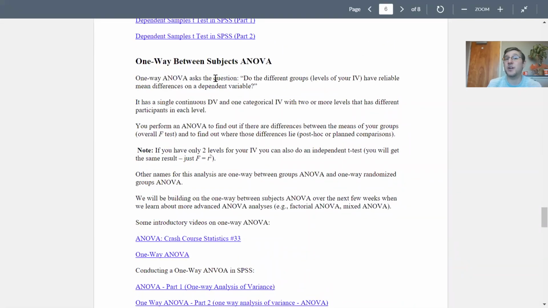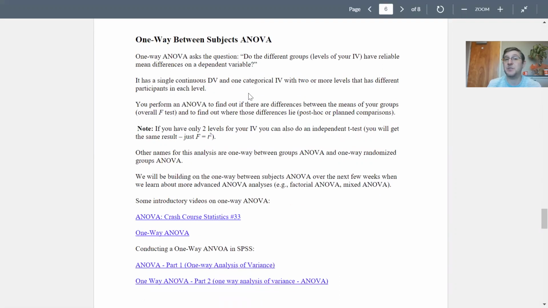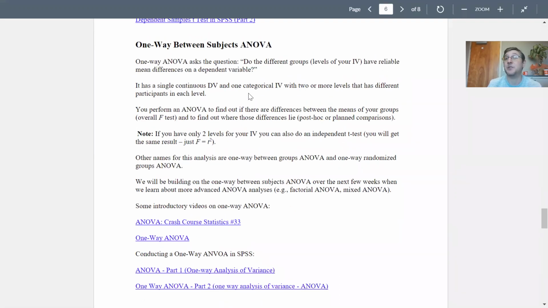Here's some more information on one-way between subjects ANOVA. Like I said, we're really going to build off this idea in factorial ANOVA designs. In the one-way ANOVA, we had one independent variable that had 3 or more levels. In factorial ANOVA, you can have 2 or more independent variables with differing numbers of levels.